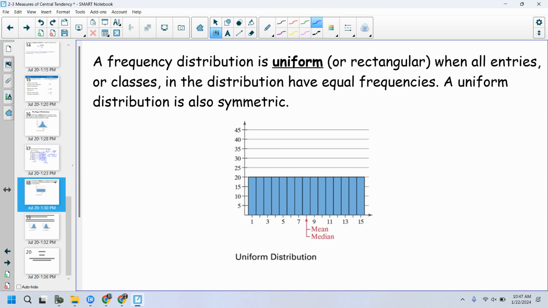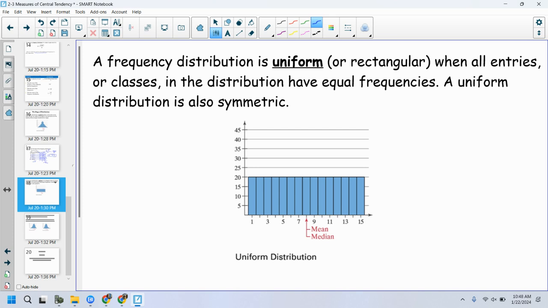Okay? It's no longer bell-shaped. If we're thinking about it in math language, it's like a constant function, right? It's a flat line. That's what's called a uniform distribution. A frequency distribution is uniform, or some people call it a rectangular distribution, when all entries or classes in the distribution have equal frequencies. Technically, a uniform distribution is also symmetric because it's equal halves on either side, but it's not bell-shaped.